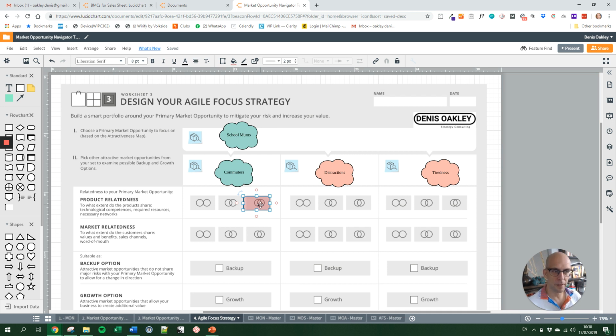To what extent do the customers share values, benefits, sales channels, word of mouth? Again, here, I think there's probably quite a lot of market relatedness, because school mums and commuters are probably pretty much the same people. If you're older and richer, you're possibly not going to be commuting as much. You've got more flexibility in your hours. You're not a worker bee who has to work through the traffic at that time.